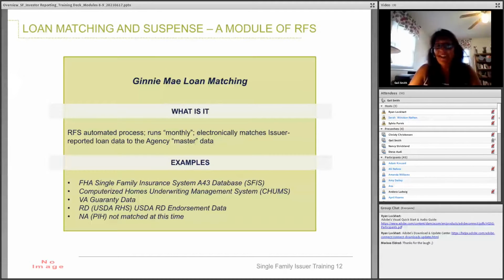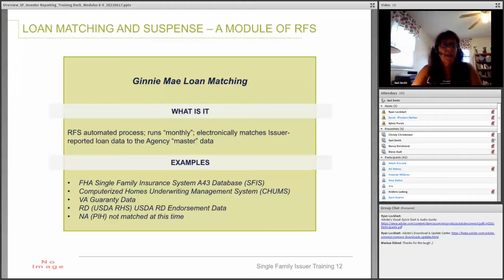Happy Friday. I will be talking about Ginnie Mae loan matching. What is it? RFS has an automated process that we run monthly, and it electronically matches issuer-reported data to the loan data that the agency reports to us. We actually now run 3 matches. One was just added to our production schedule at the end of the month.